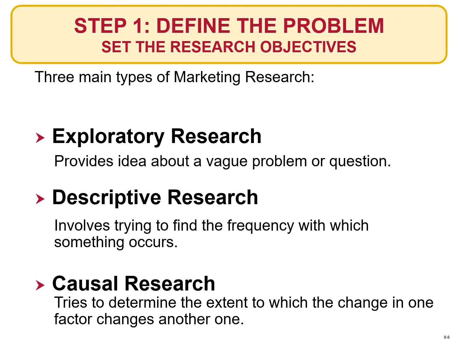So causal research is basically, as the name suggests, one causes another. That is, a change in price causes the sales to go up. That's causal research, where we try to determine some kind of relationship between two factors. That is, we change one of the factors and we want to see the other factor changing. So that's causal research.